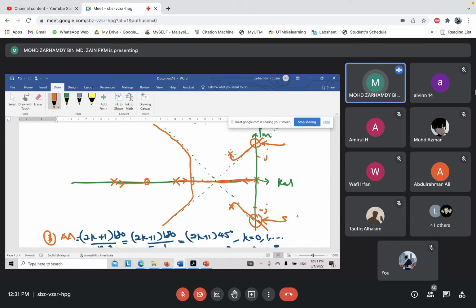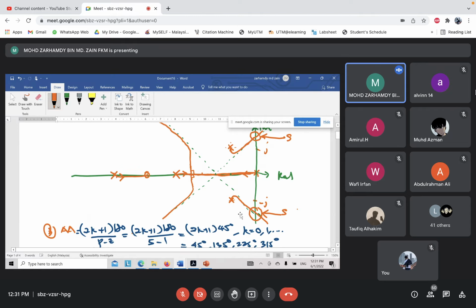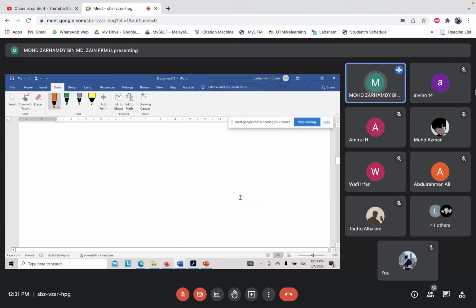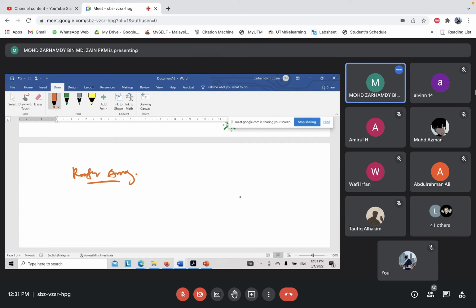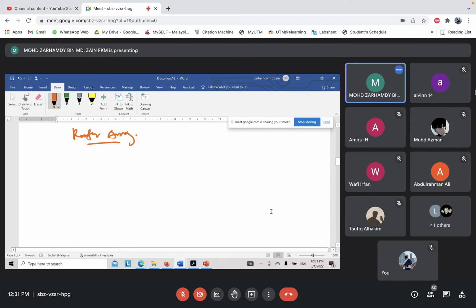Here, kita nak cari ni, we need to define this. Okay, what formula do we use? We need to use the Routh array, stability criteria, where we need to find 1 plus KGH equal to 0. So jom kita buat sama-sama.